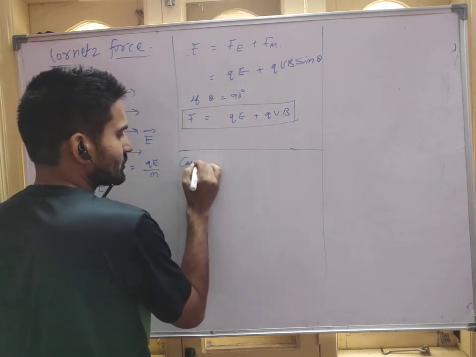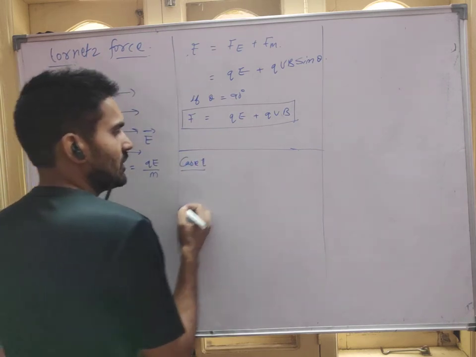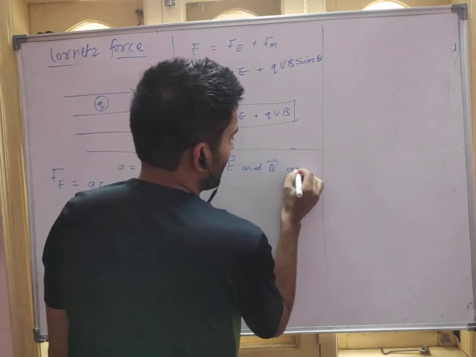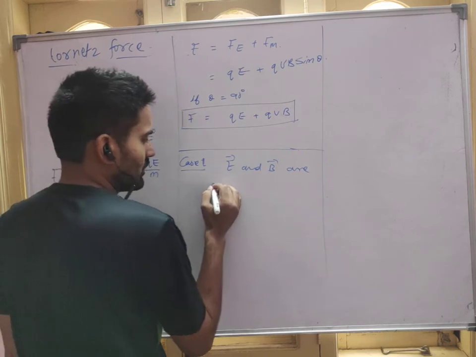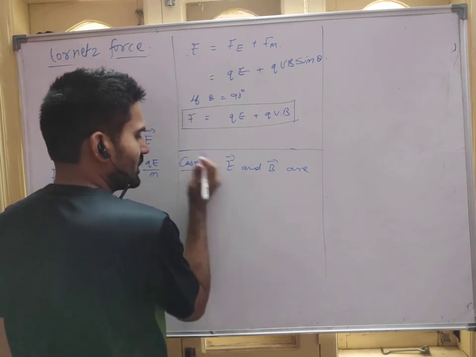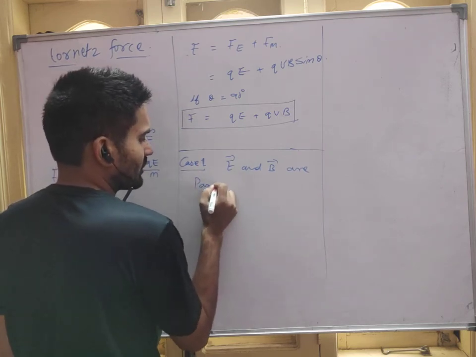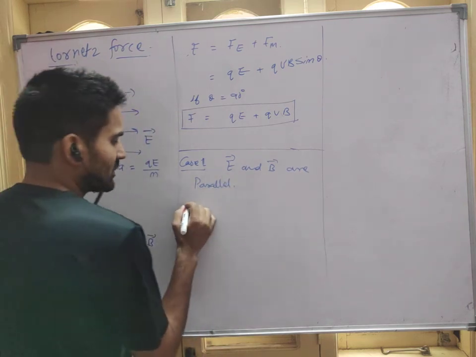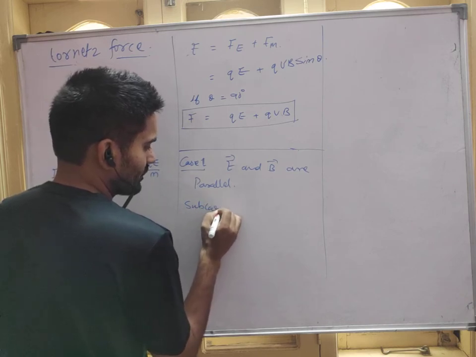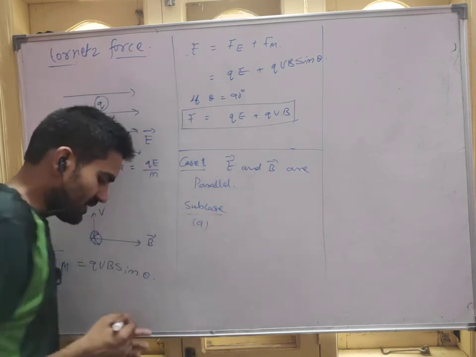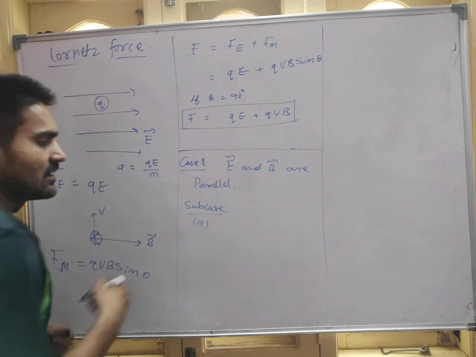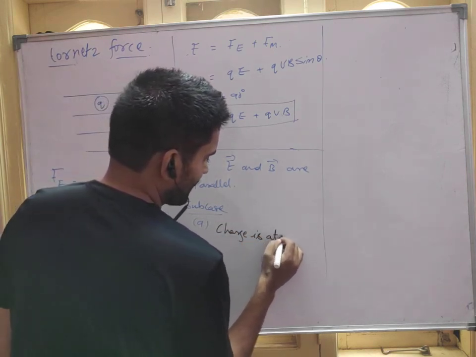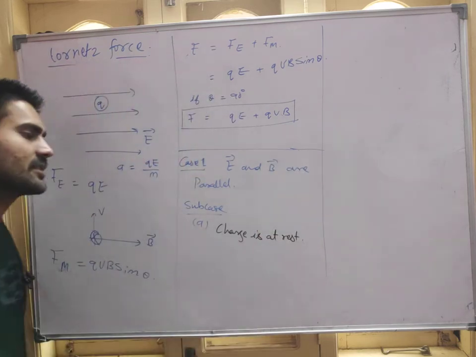Case 1: when E and B are parallel. Parallel means they are in the same line. Let's do a sub case here. Sub case A: in this sub case, the charge is at rest. Charge is at rest, okay, guys.